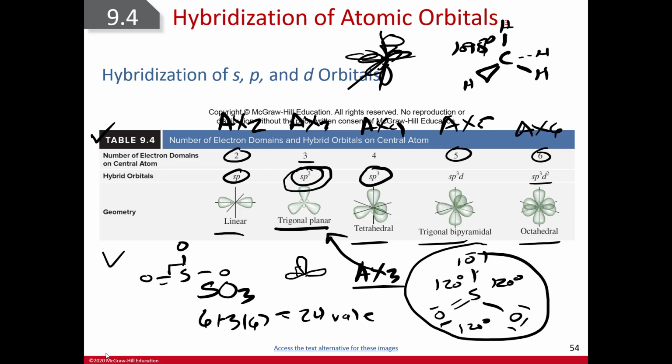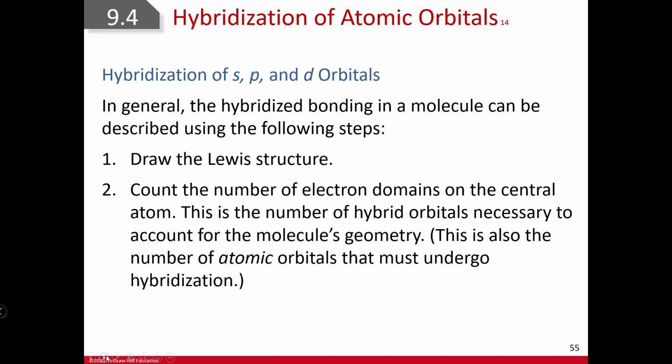This is the main table. This is what you ultimately want to look at. And here's just a summary of what you do. So draw the Lewis structure, count the number of electron domains. This is what I call classification here. I've said that over and over as we've done this. Like, say it's AX2E2, make sure you get that classification.